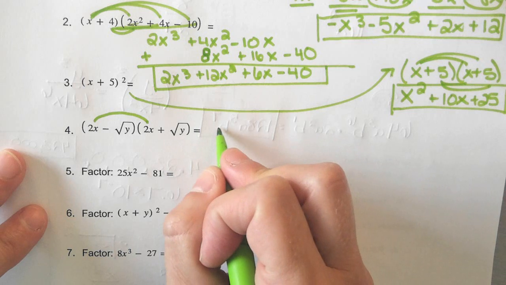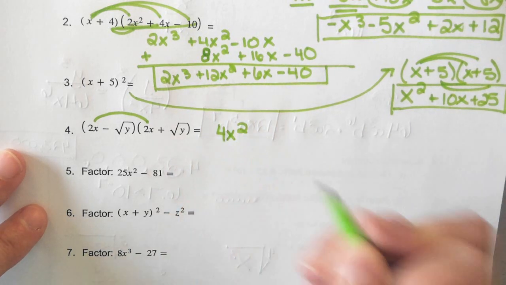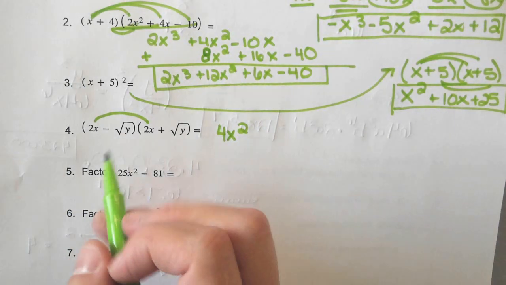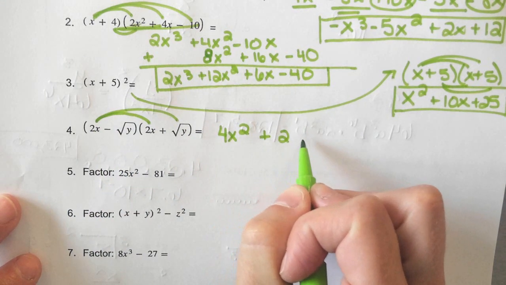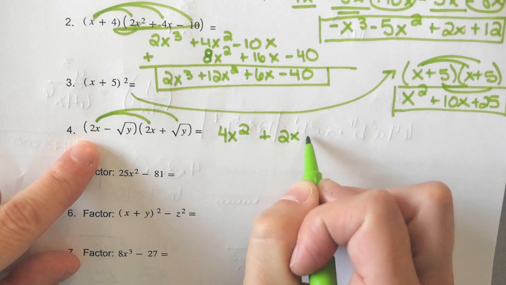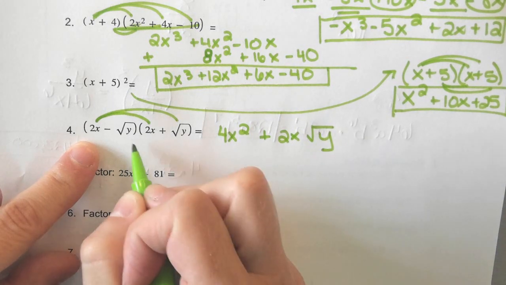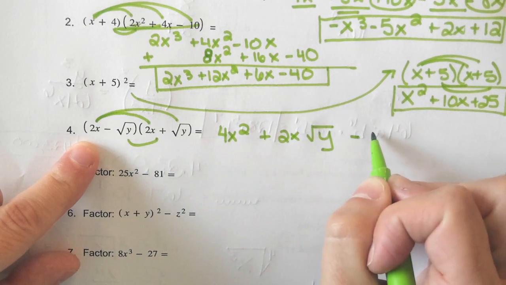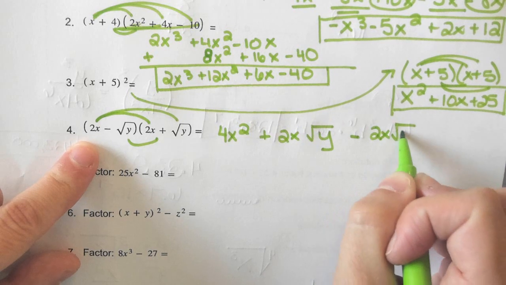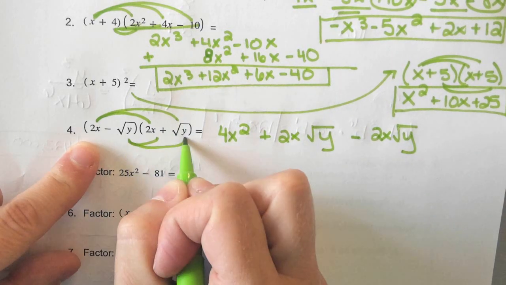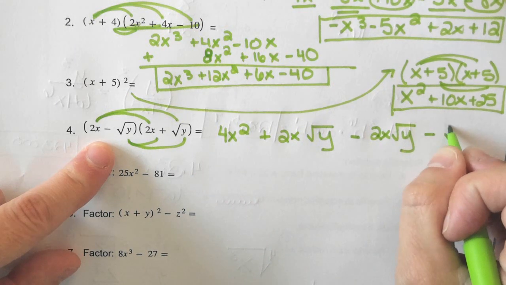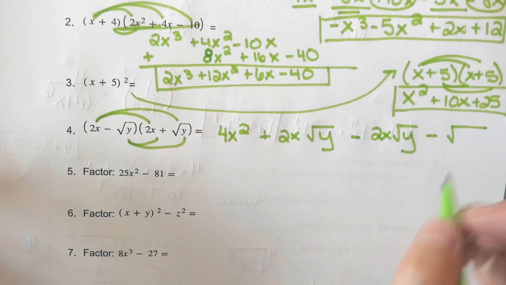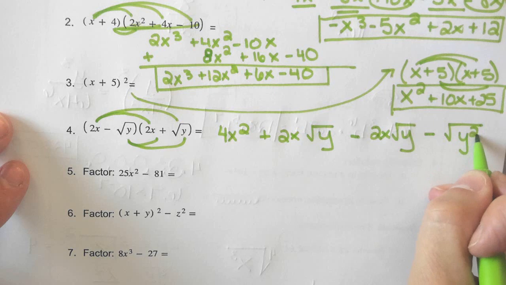2x times 2x, 4x squared. 2x times root y is going to be positive 2x root y. Here's a negative 2x root y. And then a negative times a positive is a negative. And this is going to be the square root of y squared.